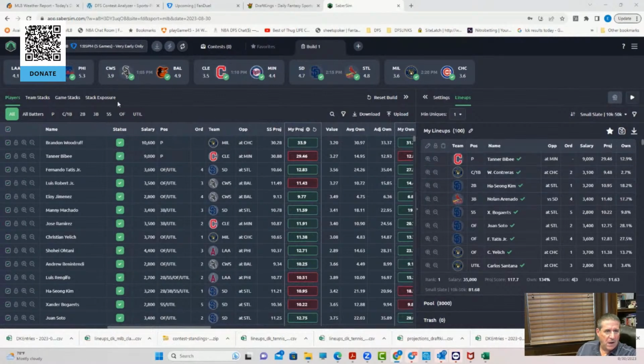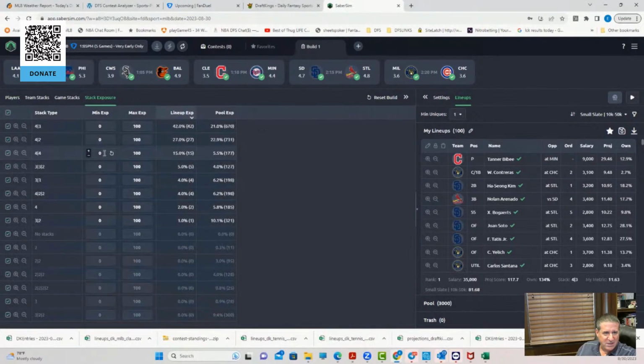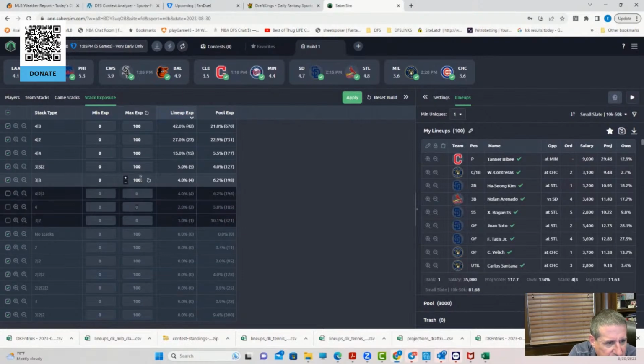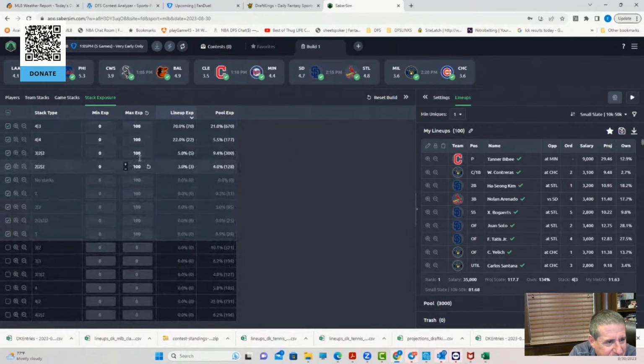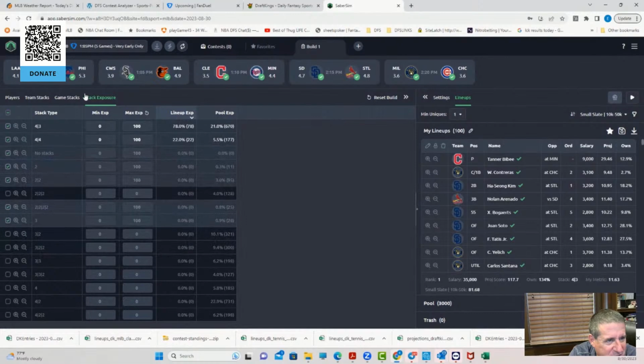Okay, so FanDuel, let's see what we get here. First of all, stack exposure. Let's be greedy. Actually, we can't put all 4s, but let's make it 0, 0, 0. We'll play some 4 threes, but that's it, because I'm like that. All right, let's get rid of these. Let's get rid of these. Let's get rid of these, and then we'll see what comes up. It's got to be all the Cardinals. It just has to be. Or the Padres. Let's see.